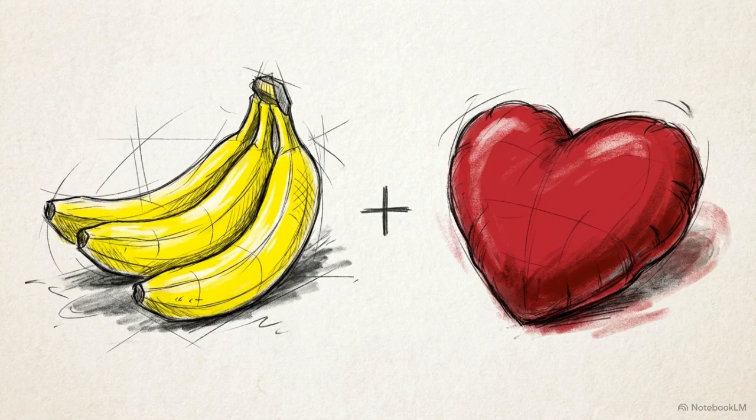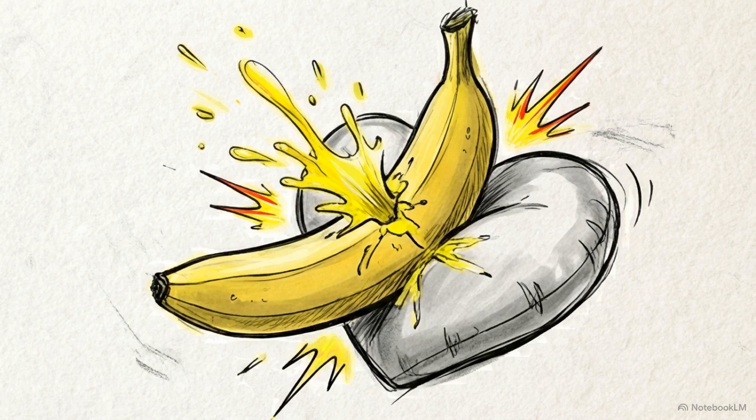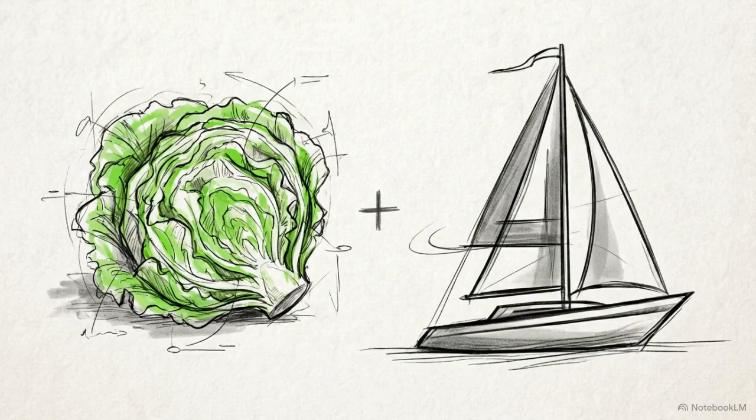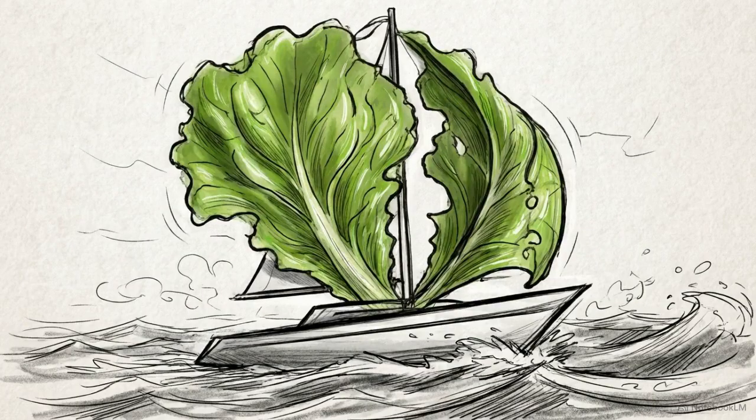Peg 3 is the love heart cushion. Revisit the image we built a moment ago. A banana violently piercing the red cushion, spraying yellow juice everywhere. Item 4 is lettuce. Peg 4 is the yacht. Let's distort the scale. Imagine massive, crispy green leaves of lettuce acting as the sails, catching the wind and propelling the yacht across the ocean.